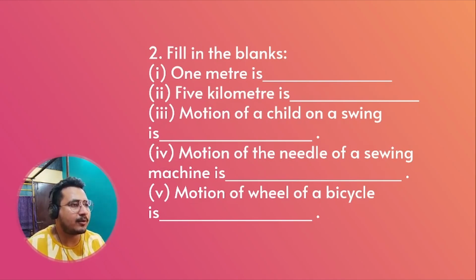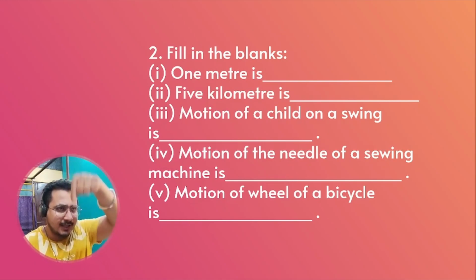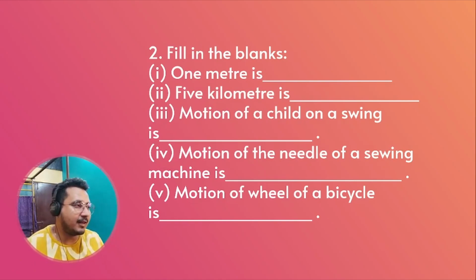Okay. Let's talk about the next one. Motion of the needle of a sewing machine. You know what a sewing machine is? Yes. Now the needle goes like that. The motion should be what? Up and down means it is a linear motion, right? Okay. And motion of a bicycle wheel. The wheel spins like that. So which kind of motion is it?